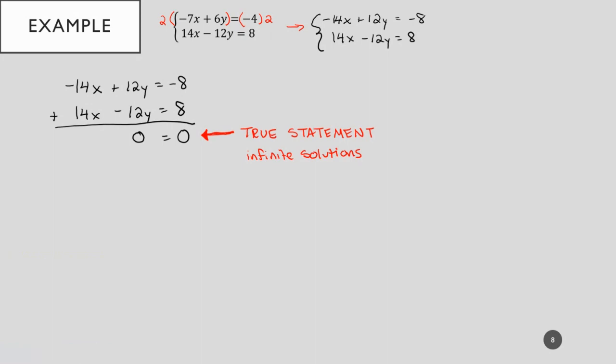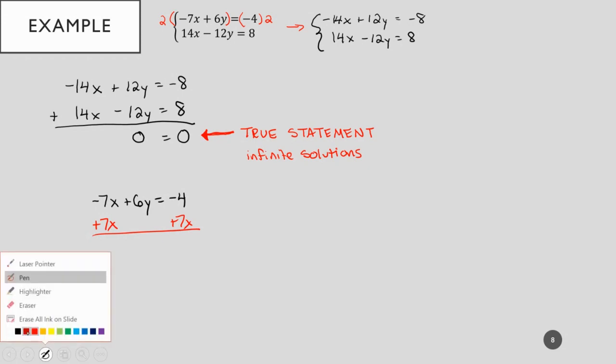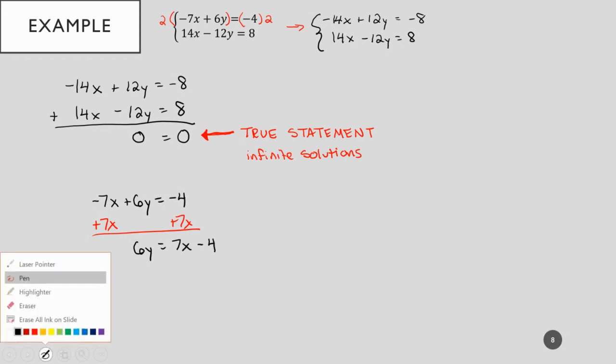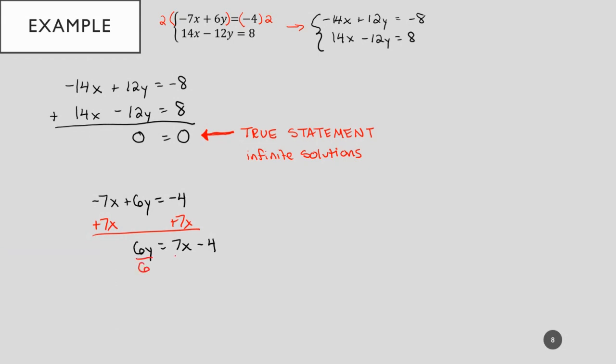So when we have something that has infinite solutions, we need to write our solution with an ordered pair. I'm going to take one of the equations and solve it for y. I'm going to start with the first equation just because it has smaller numbers. I'm going to start by adding 7x to both sides. It gives me 6y equals 7x minus 4. I'm solving for y, so I am going to divide everything by 6.